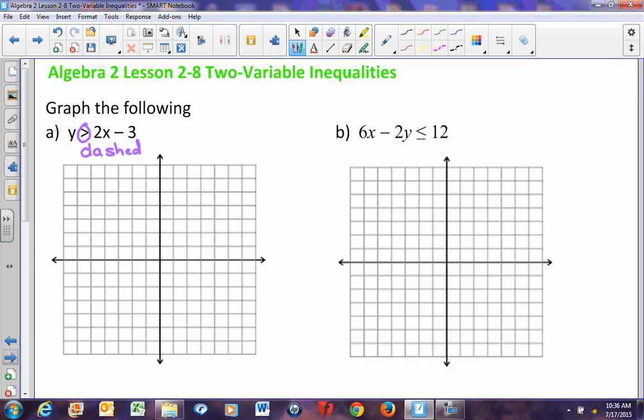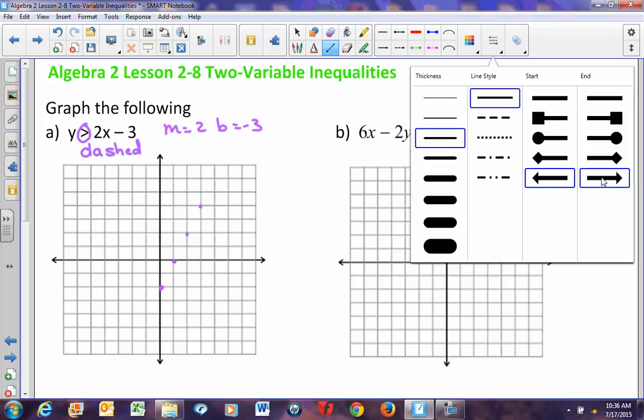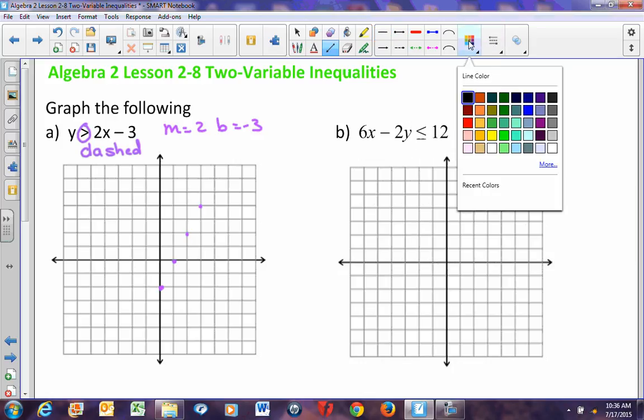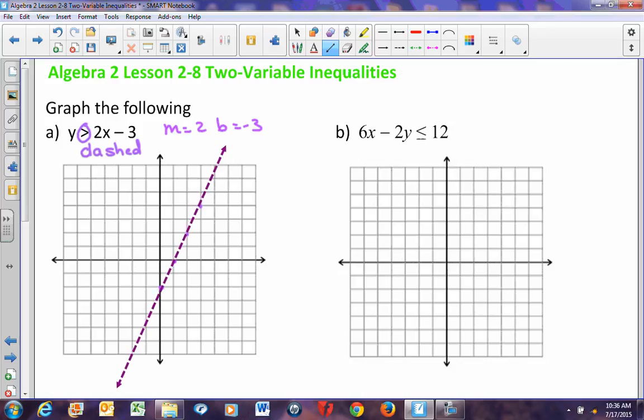Since it's written in y equals form, it's very easy to graph using slope-intercept form. So I start with my intercept, which is at -3, so my y-intercept is at -3. My slope is 2. So plot the point at -3, apply your slope, which is up 2 to the right 1, up 2 to the right 1, up 2 to the right 1. This will be a dashed line, so I'm going to make this a dashed line. And it's in sort of a greenish color. Okay, so there's my dashed line.